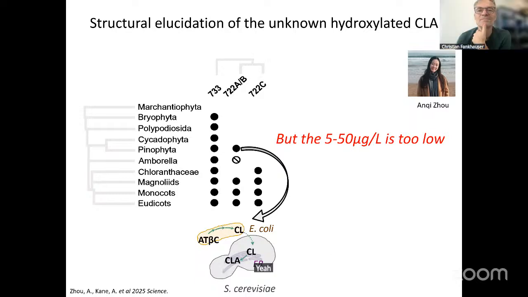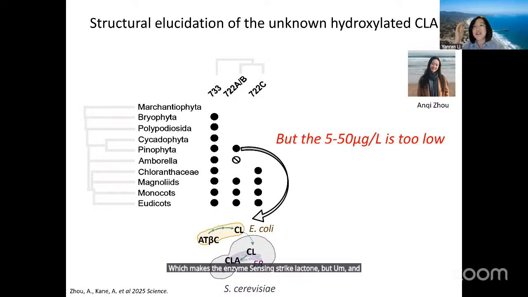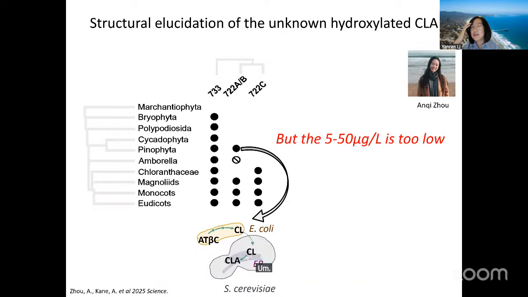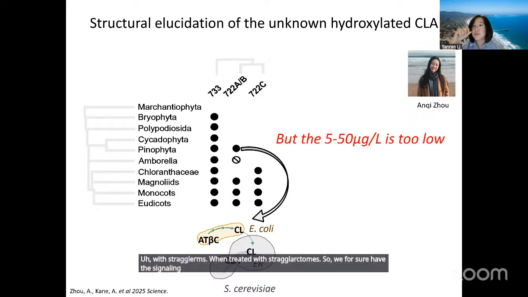Another interesting thing, which my collaborator has done, that's not my data though, they were able to treat one of the very early land plants, and they did see some phenotype with strigolactones when treated with strigolactones. So they for sure have the signaling, they for sure can produce the early molecule. We don't know what the active form is.